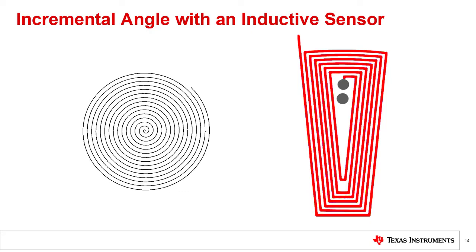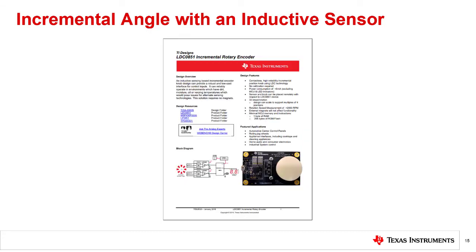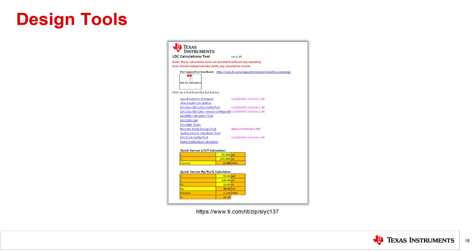Here we can maximize the coil size and the space available to achieve an inductance capable of detecting the metal target. For more information regarding implementing this design, please review our TI design, LDC0851, Incremental Rotary Encoder, for more details on this implementation.